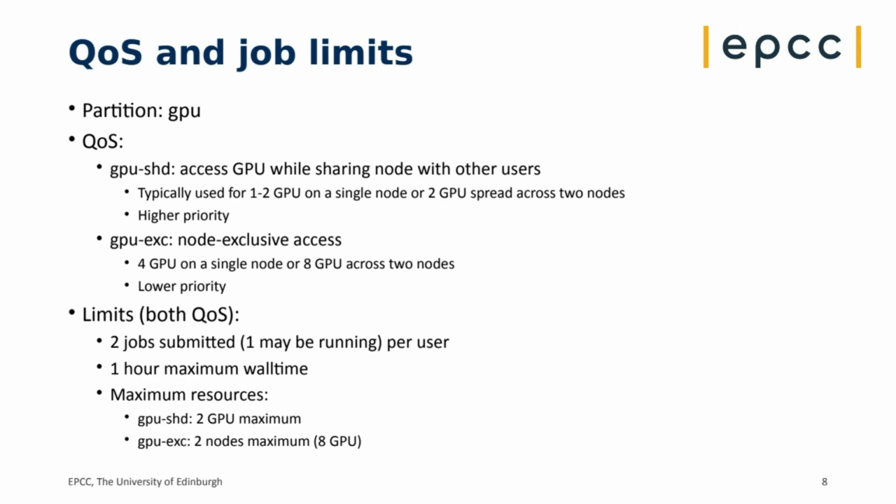There are 2 QoSs, one for shared node access, to access a GPU while sharing the node with other users. So you typically ask for 1 or 2 GPUs on a single node, and it's got the highest priority of the GPU QoSs. If you want exclusive access, you get all 4 GPUs on a single node or 8 GPUs across 2 nodes. It's slightly lower priority to try and give fair access to as many people as possible on this resource. These are just our starting configuration.